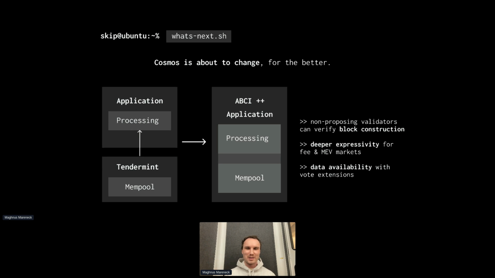So this is sort of a summary of the previous presentation, but Cosmos is about to change for the better, right? The application now has a much bigger say in terms of what proposals are valid and how blocks are built. So to note, in ABCI++, non-proposing validators can verify block construction. There's much deeper expressivity for fee and MEV markets because of that. You can encode more of this logic inside the chain. And then there's also data availability with vote extensions, which actually has far-reaching impacts in terms of how you could run something like an auction.